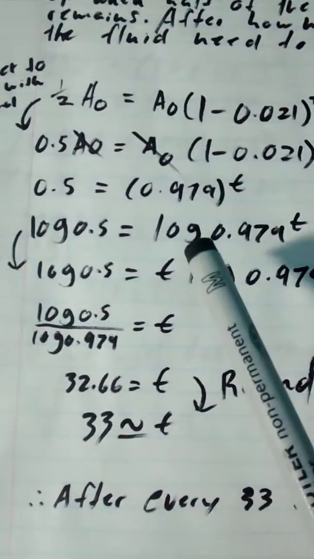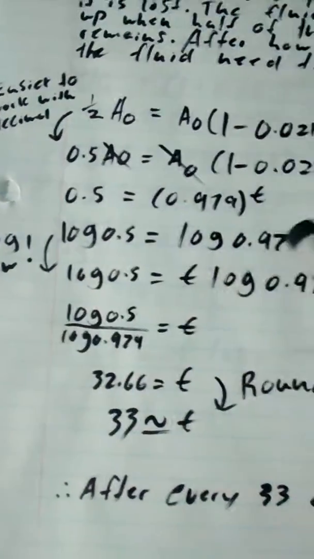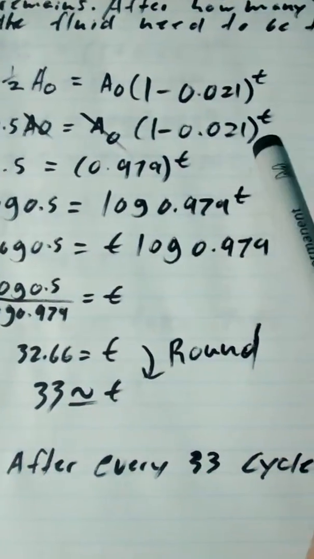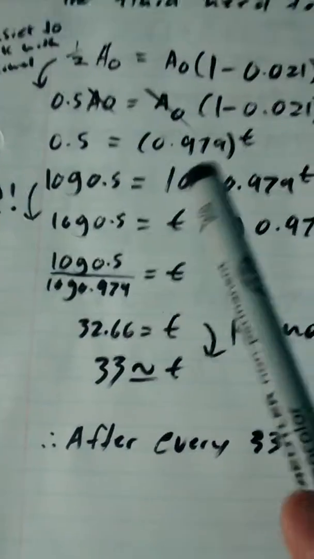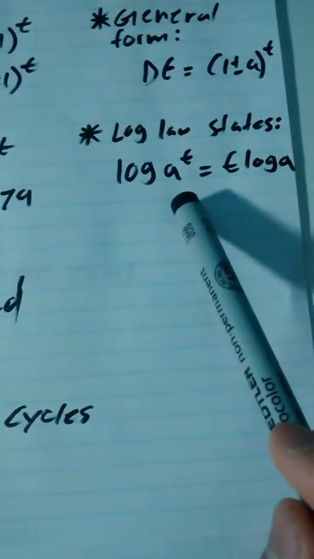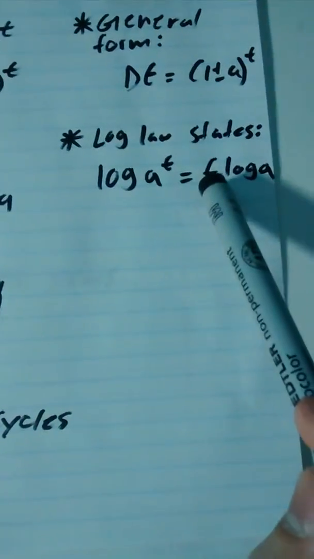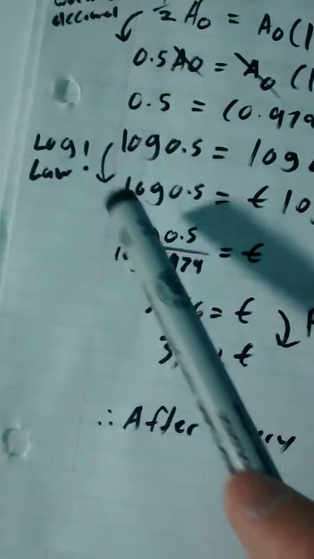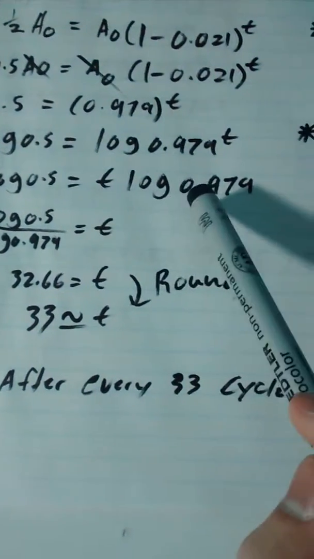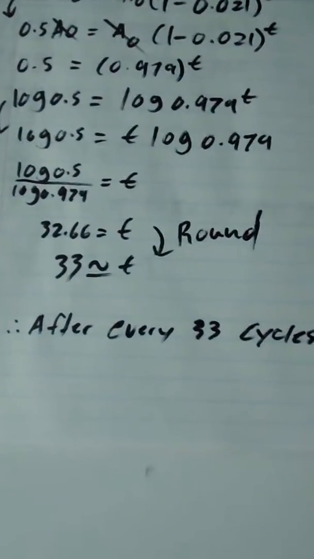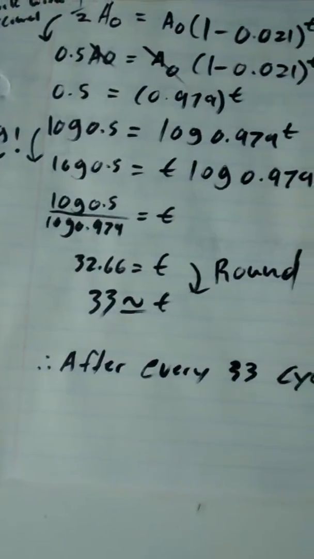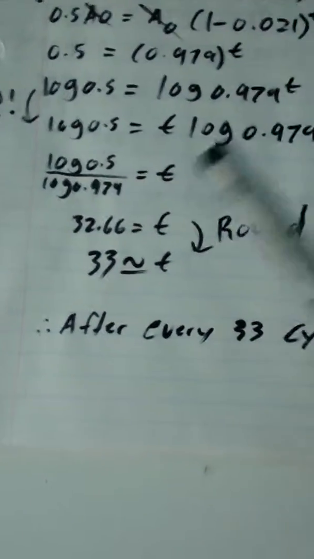And then we know that we can just find the log of both sides. So we found log 0.5 and then log 0.979 to the power of t. Now we know there's a log law, I think we talked about it in class, that states that log a to the power of t equals t log a. So all I did here was put log 0.5 equals t log 0.979. We did this because we could not isolate for t up here, but if we use the log law, we could. So that explains itself.